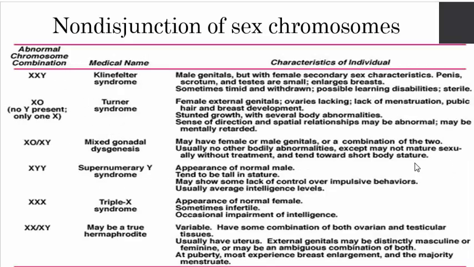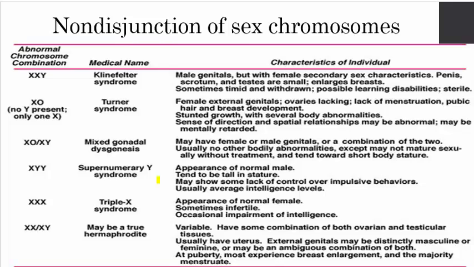Non-disjunction of sex chromosomes gives you a very interesting set of potential illnesses. So up top you have Klinefelter syndrome. So this is an X and a Y. People with Klinefelter syndrome, they're males, but they have secondary sex characteristics. XO is Turner syndrome, so you only have one X. So these are females, but they usually don't undergo puberty and they're missing female sex organs, although they appear to be female, or they are female. They're female externally.